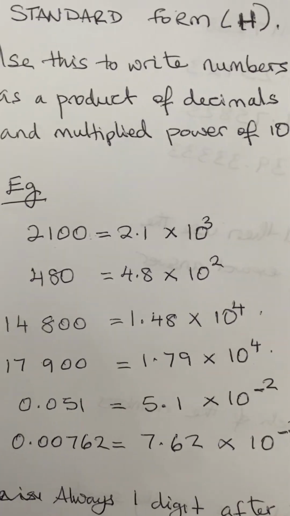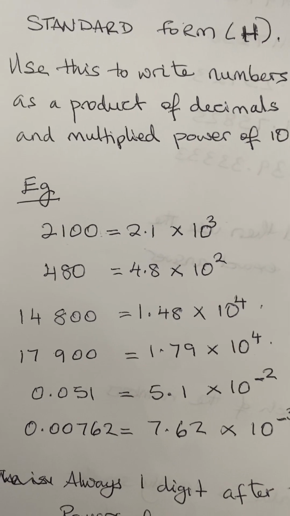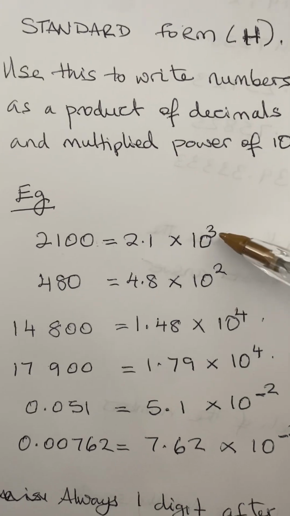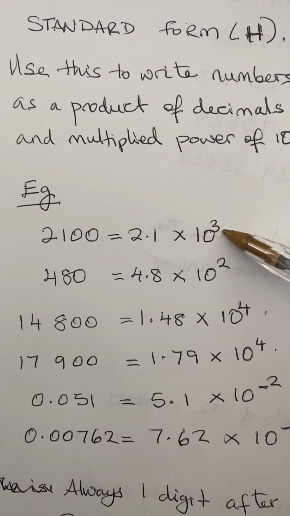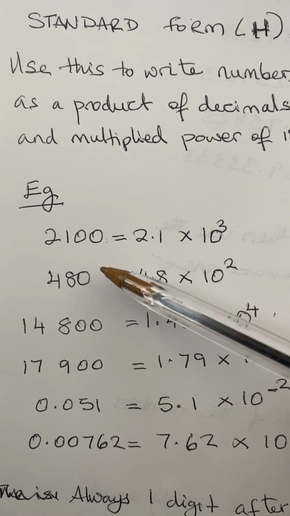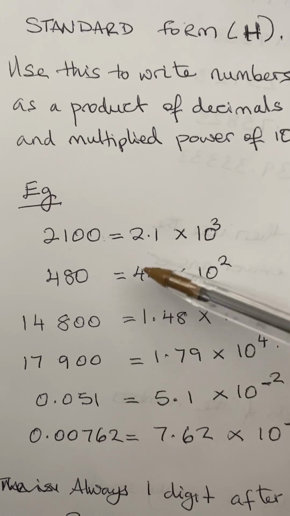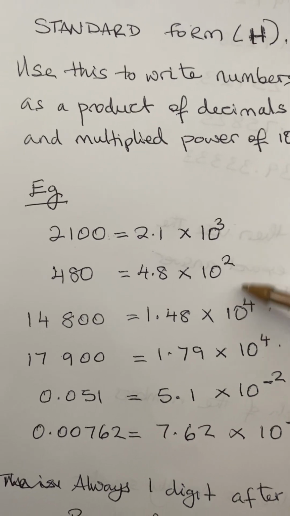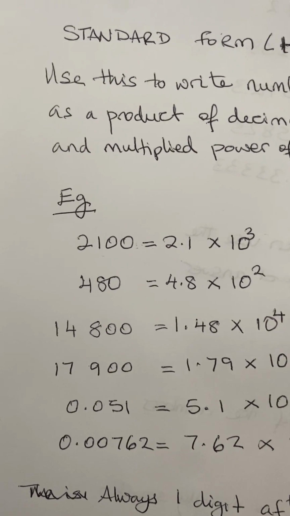Okay. If it's multiplying, then the powers will be positive. But if you have a decimal, then the powers will be negative. I'll show you that in a bit.